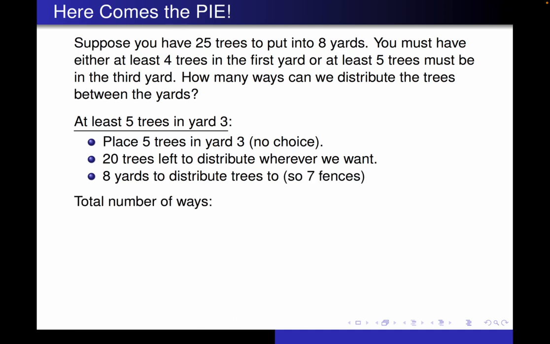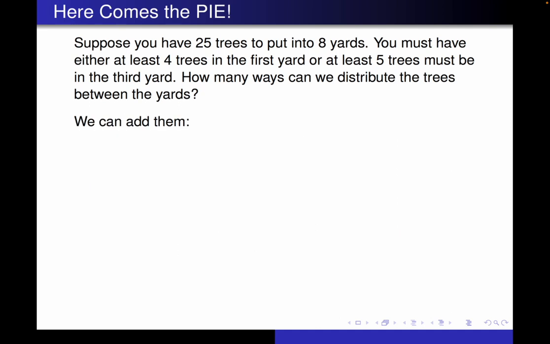And if we want the total, we add our trees and fences. And if we are fence people, we get 27 choose 7. If we are tree people, we get 27 choose 20. So it makes sense. We found all the ways we can get at least 4 trees, all the ways we get at least 5 trees. It makes sense that we might add those two together.